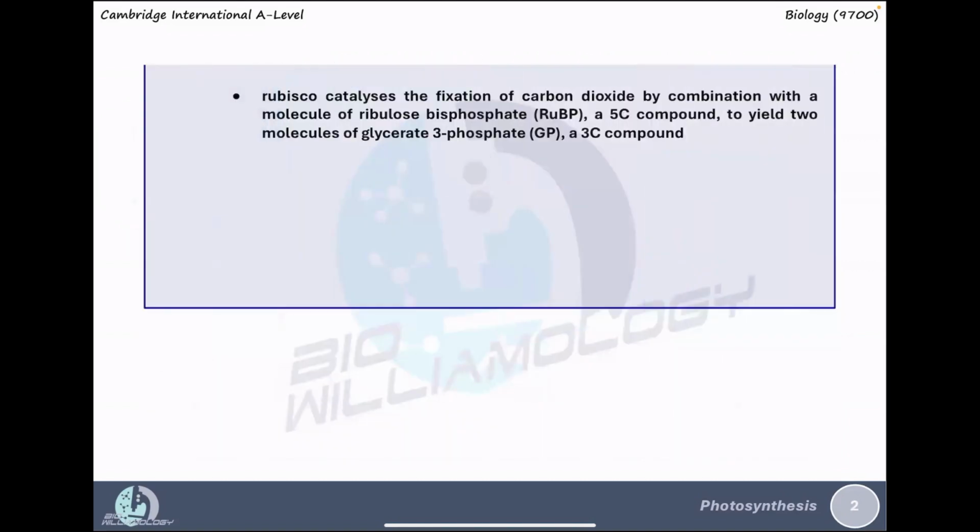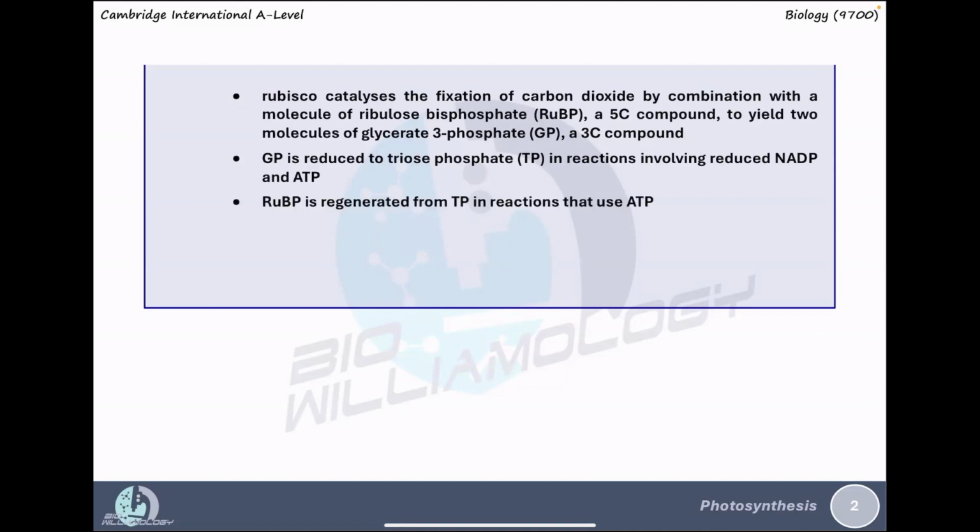In the process, Rubisco catalyzes the fixation of carbon dioxide by combination with a molecule of ribulose bisphosphate, RuBP, a 5-carbon compound, to yield 2 molecules of glycerate 3-phosphate, GP, which is a 3-carbon compound. GP is then reduced to triose phosphate, TP, in reactions involving reduced NADP and ATP. In the next step, RuBP is regenerated from TP in reactions that use ATP.